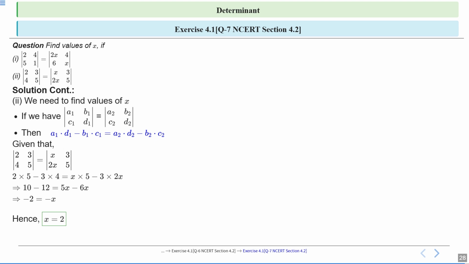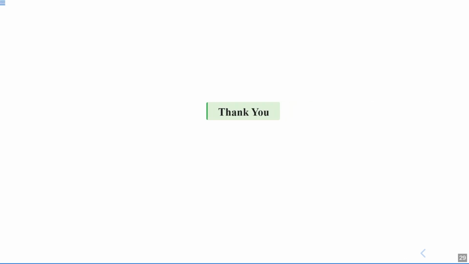Okay. So by using the determinant, we first convert it into an equation in x, and then we find the value of x. Okay. So the exercise is over. If you have any doubt, please ask.